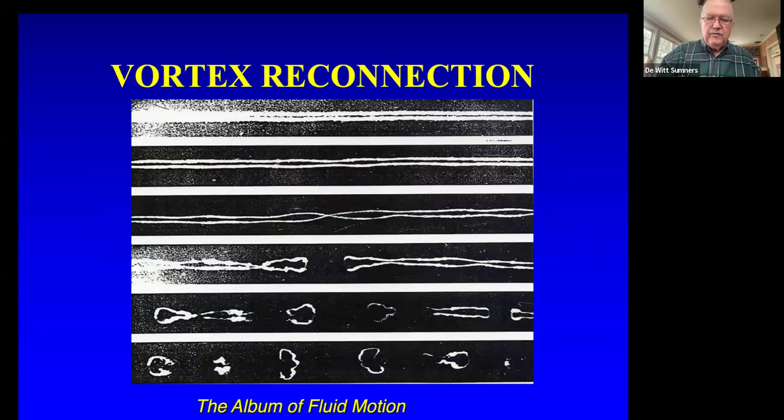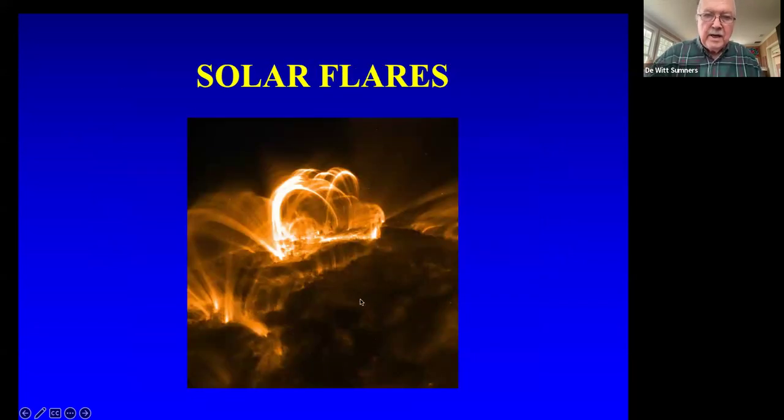So here's the album of fluid motion, which shows you some reconnection events. Here are reconnection events. They happen on the sun with magnetic tube lines. So the tube starts here on the sun, and it consists of magnetic field lines. You have a reconnection event, and it spits out a solar flare.